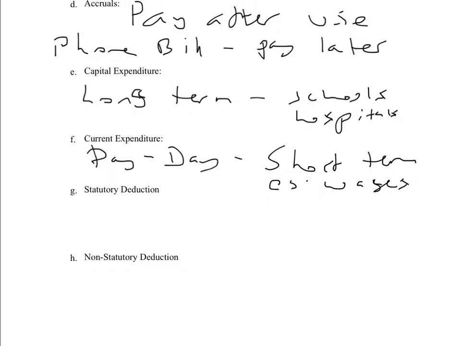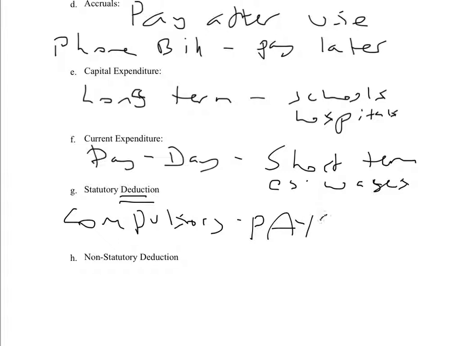Statutory then means compulsory. Remember I said for you to come to school is statutory. And that could be something that comes out of your wages as it's a deduction. So the question said deduction, therefore they're focusing on your wage slip. So a compulsory deduction in your wage slip could be your taxes. PAYE, PRSI, or USC. And you know what they stand for now.